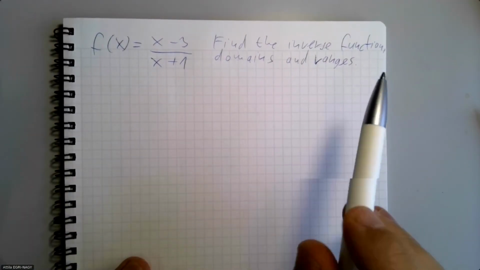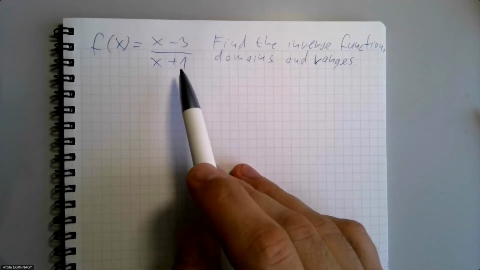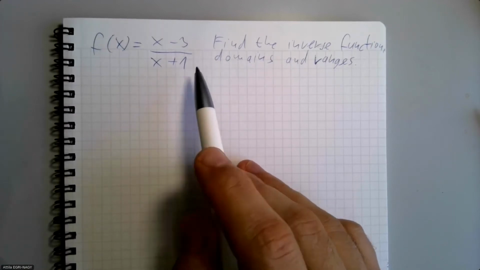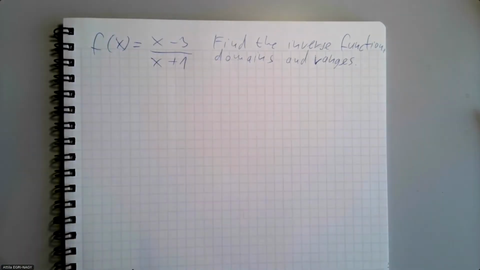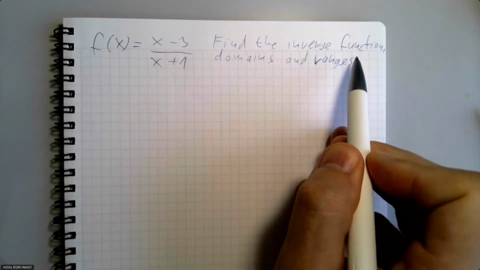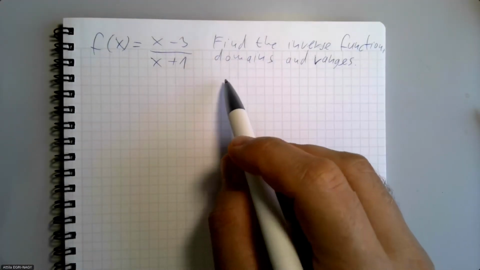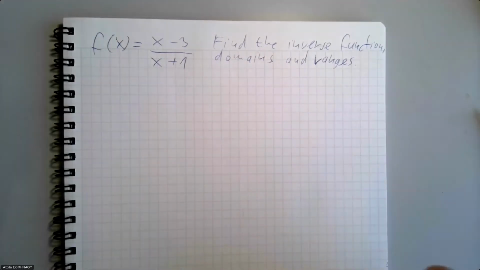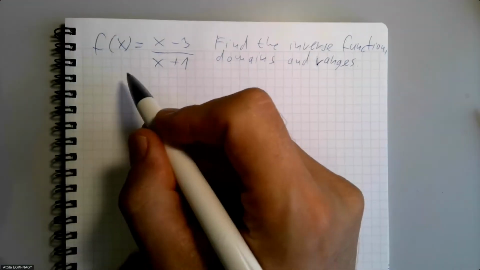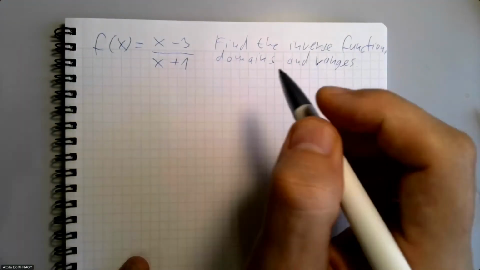Okay, here's the problem. We have this function f(x) = (x - 3)/(x + 1). It's a nice little rational function. Find the inverse function, and the domains and ranges for both functions. Okay, so first look at this one.